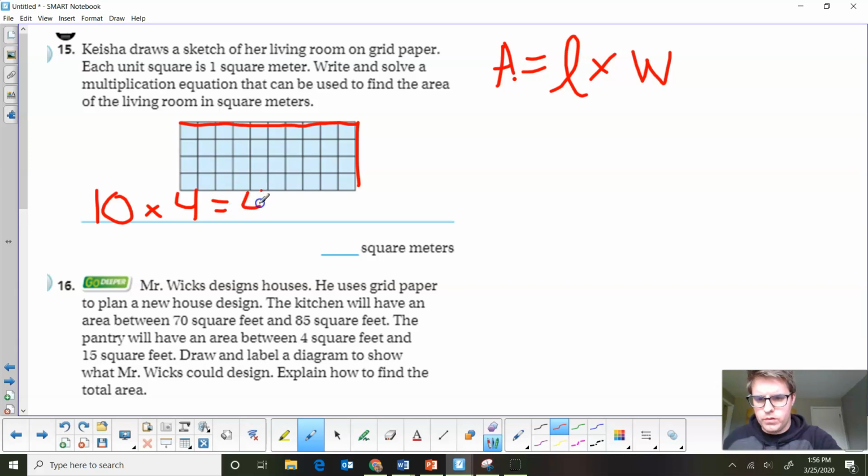So 10 times 4. Sorry, I was just rereading the directions. 10 times 4 equals 40. And Michael, what's my label? Good. Not just meters, but square meters. So the answer that I put on the line is 40 square meters.